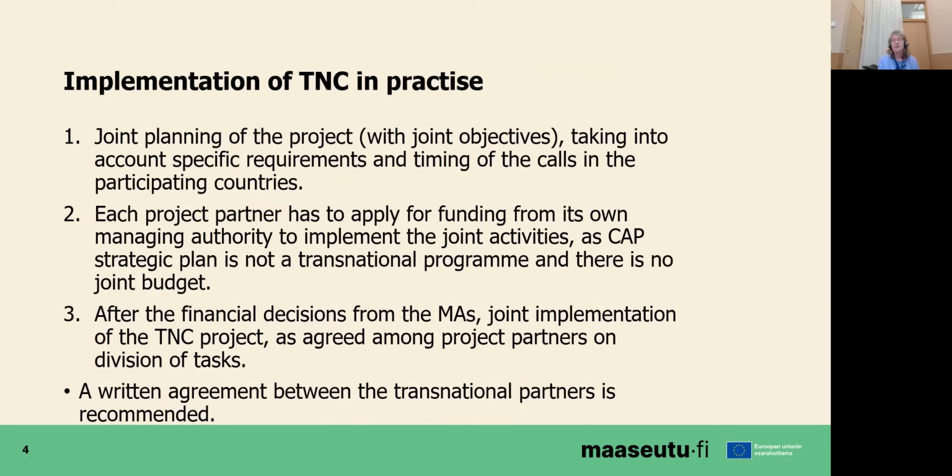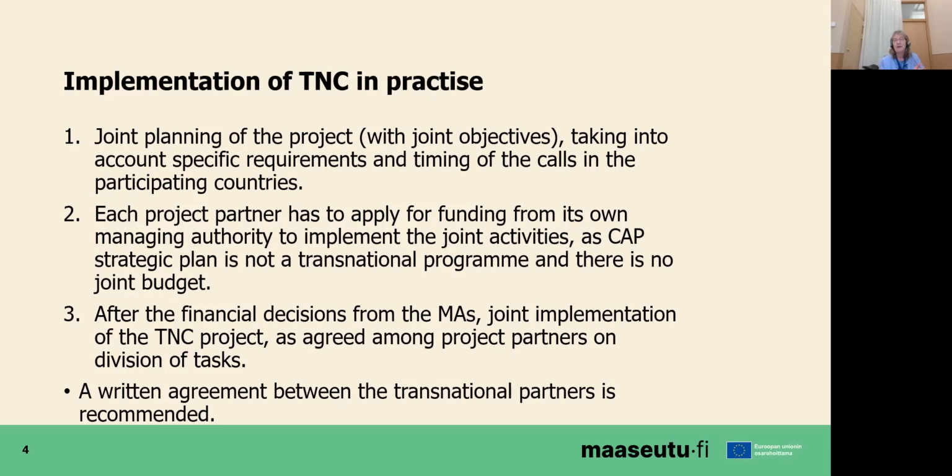Then it's how to implement the transnational cooperation project in practice. There are actually 3 steps. First, or actually there should be already one before that. First, you have to find the partners, of course. But when you have found the partners, then you first have the joint planning of the project. You must have, of course, joint objectives with your partners, something that you both want to achieve. And when you are planning the project, you have to take into account the specific requirements in the national legislations, for example, in the participating countries, and also the timing of the calls and maybe the themes of the calls you have in the different countries where the partners are from.